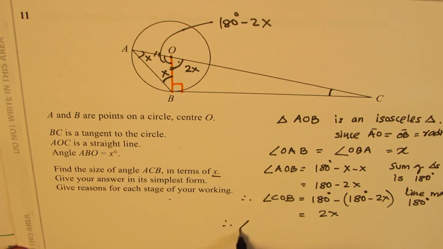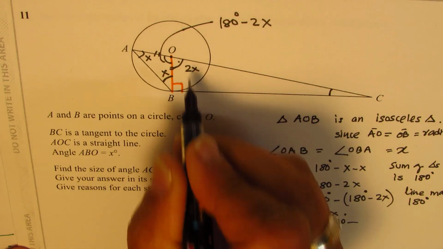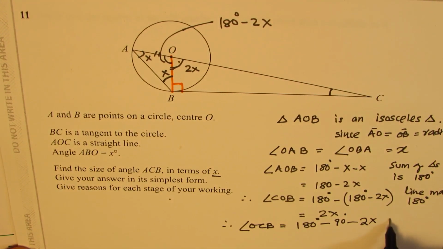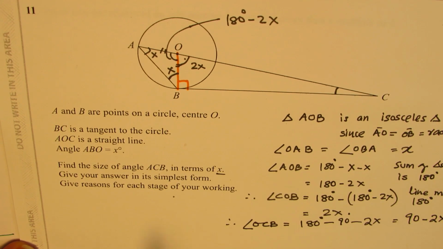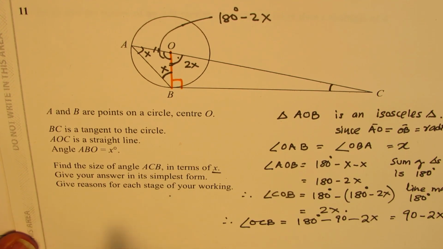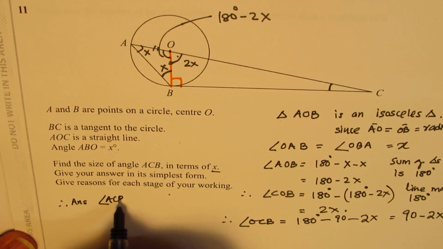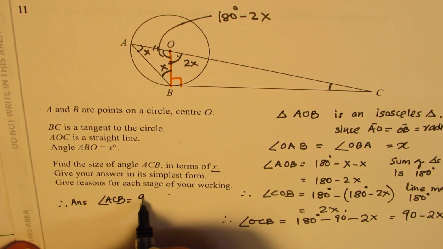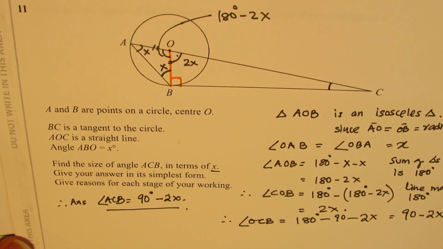Therefore, the angle OCB should be equal to 180 degrees minus 90 degrees minus 2x, correct? So that gives you 90 minus 2x. So angle OCB is 90 minus 2x. Give your reasons. We have given all the reasons. Find the size of angle ACB. So we can write down now our answer, which is angle ACB is equal to 90 degrees minus 2x. So that is how we are going to solve it. Correct?